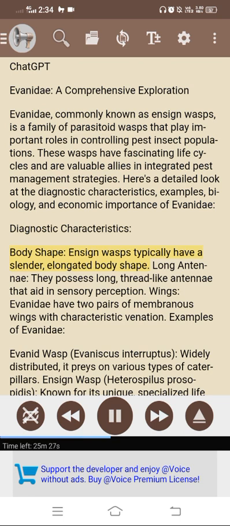Diagnostic characteristics. Body shape. Ants and wasps typically have a slender, elongated body shape. Long antennae. They possess long, thread-like antennae that aid in sensory perception. Wings. Vanidae have two pairs of membranous wings with characteristic venation.